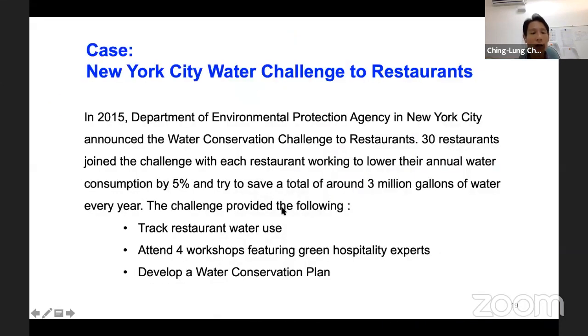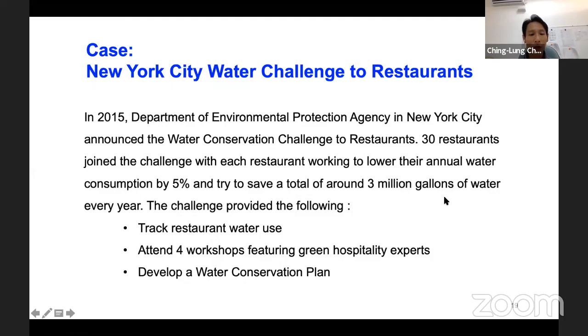And this is the case in New York City: the water challenge to restaurants. They try to help restaurant owners save water. In 2015, the Department of Environmental Protection in New York City announced the water conservation challenge to restaurants. 30 restaurants in New York City joined this challenge, with each restaurant working to lower their annual water consumption by 5%, and try to save a total of about 3 million gallons of water every year.